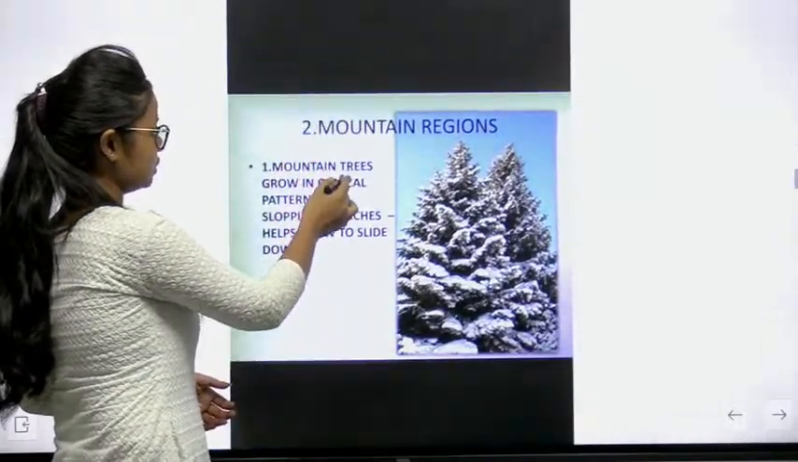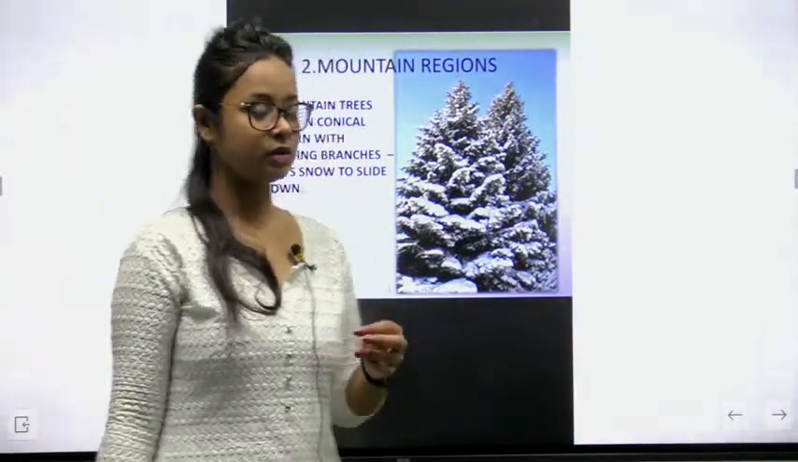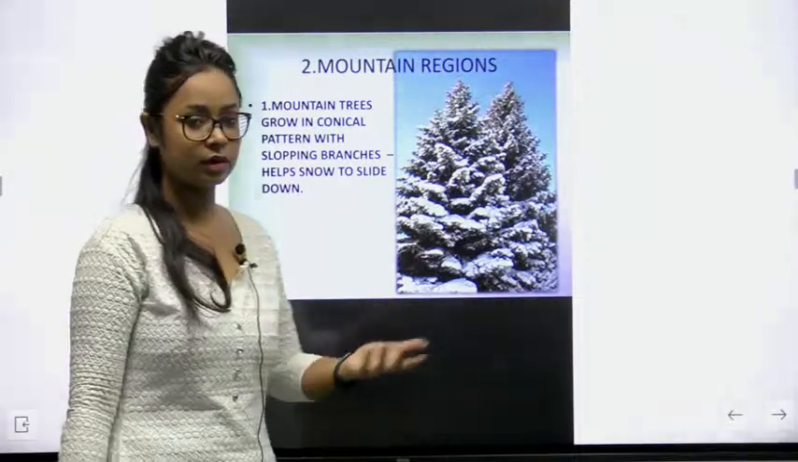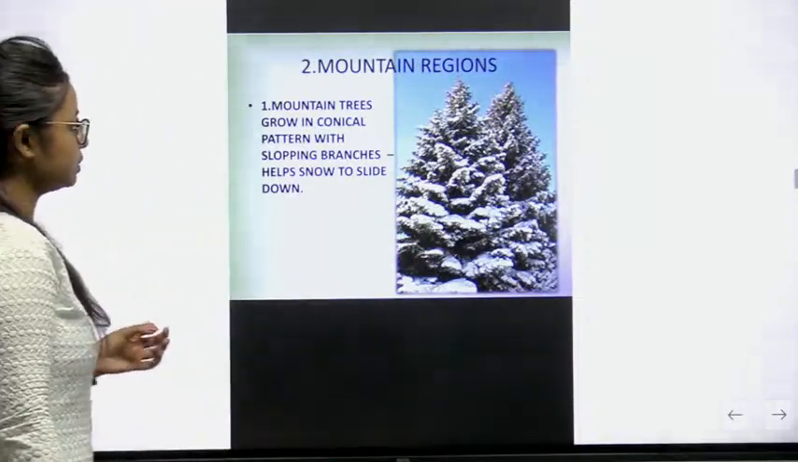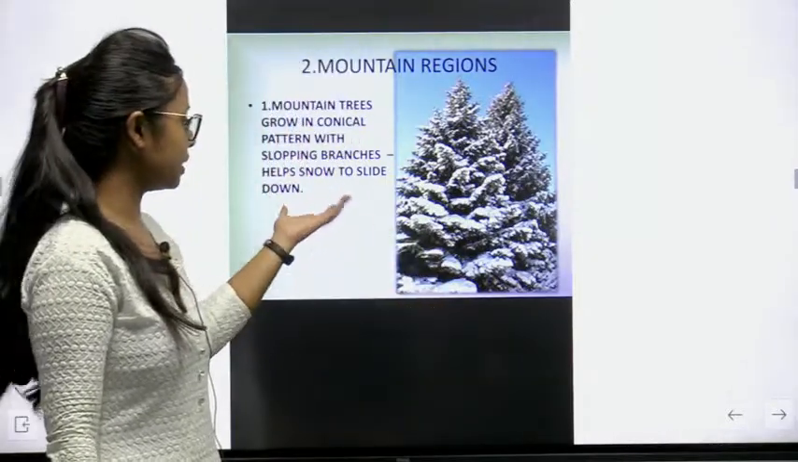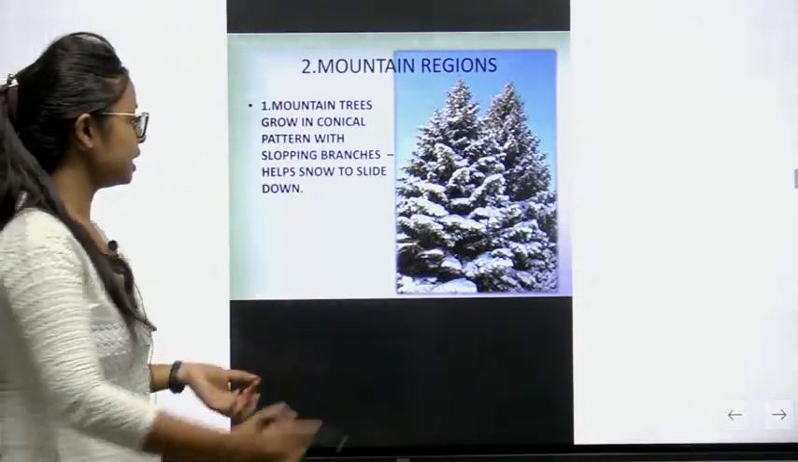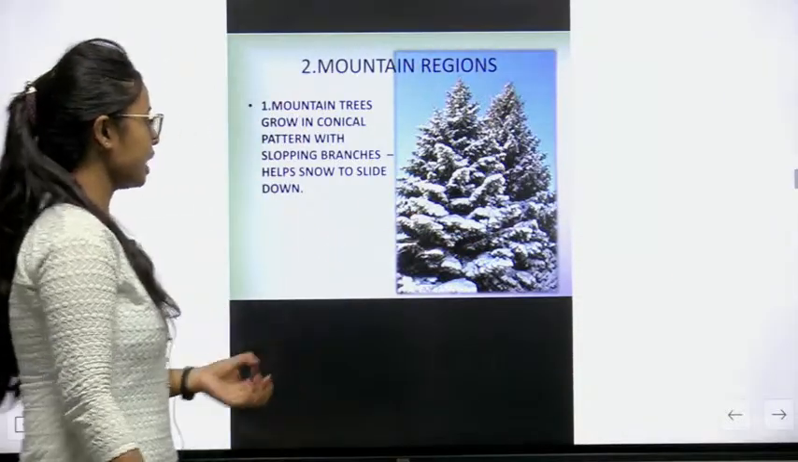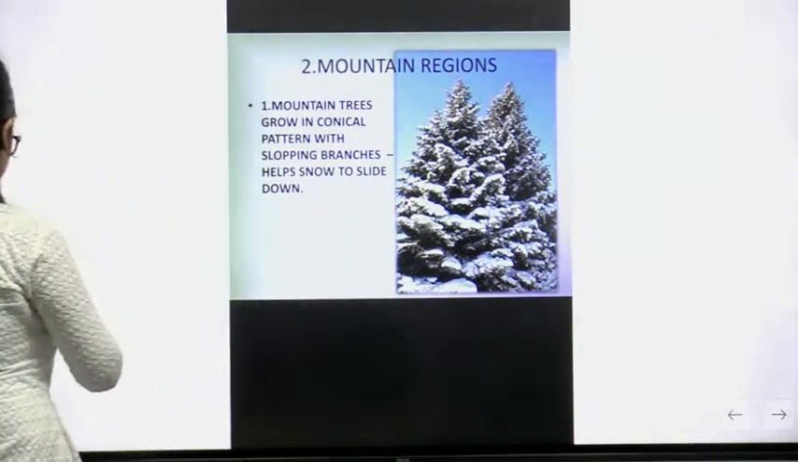Now mountain regions. Second is mountain regions. Before this we have talked about the desert plants and the desert animals. Now mountain regions, now trees. The leaves of the plants which are present on the mountains have also turned their leaves into spines. Why? And they always grow on a sloping area. Why do they always grow on a sloping area?